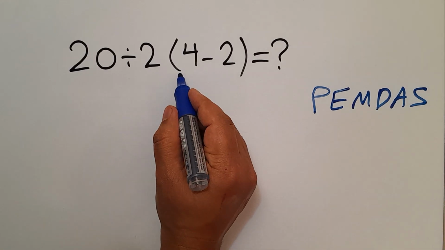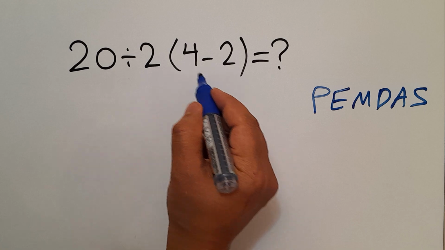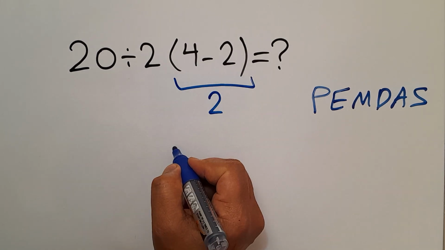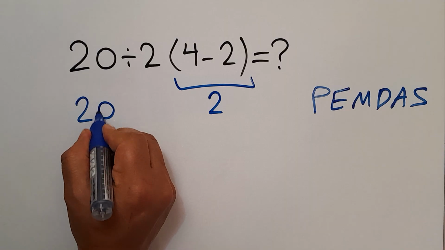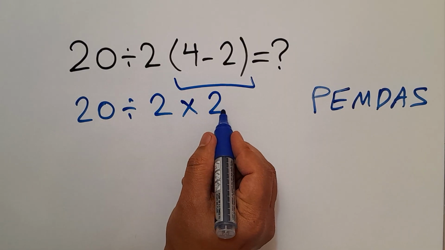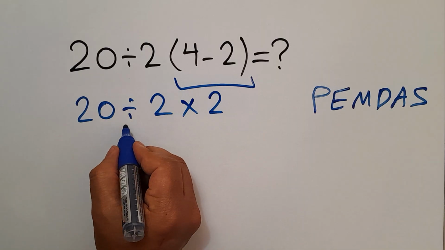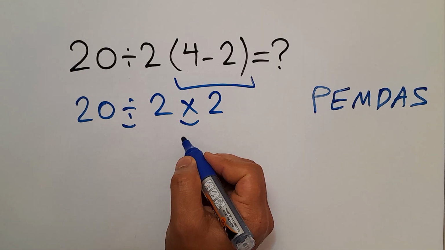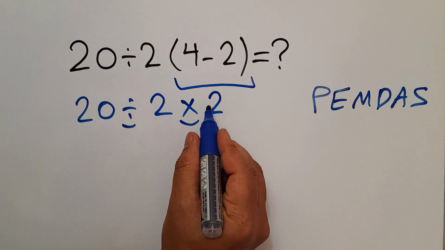So here we first do these parentheses. 4 minus 2 gives us 2. So we have 20 divided by 2 then times 2. Here we have this division and this multiplication, and we have to work from left to right.